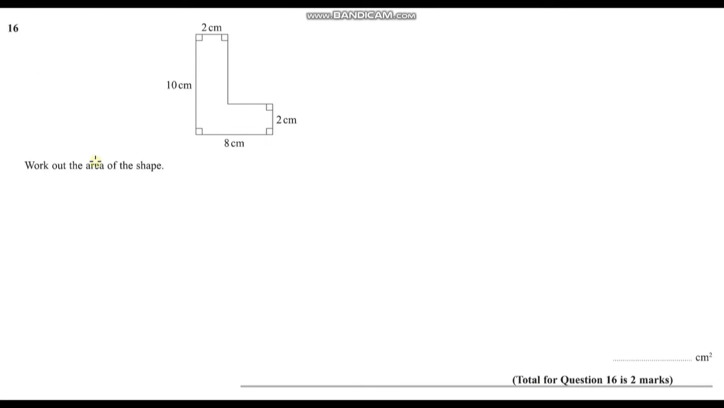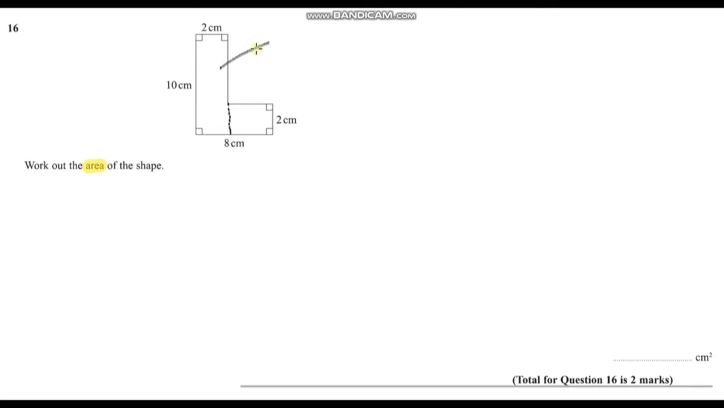Question 16. Work out the area of the shape. And this is worth 2 marks. We've been given some of the dimensions, but we haven't been given all of them. So whenever you get a question like this, where it's a funny looking shape, always try and break the shape up. So I'm going to draw a dashed line down here. You could have drawn one across this way. It doesn't really matter which way you do it, but break it up into 2 rectangles.